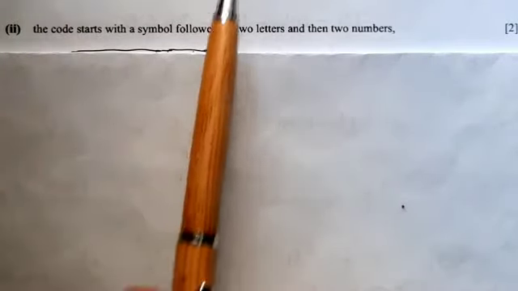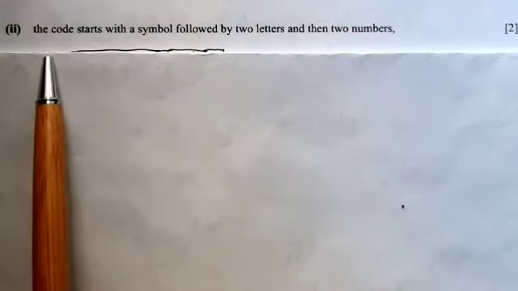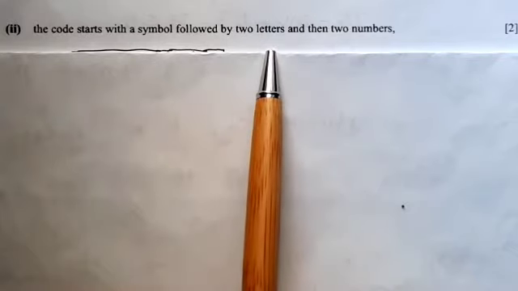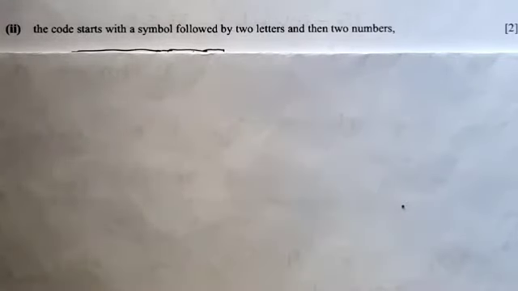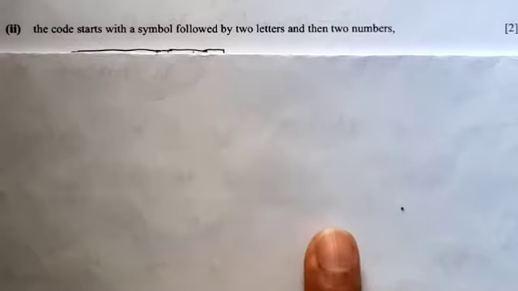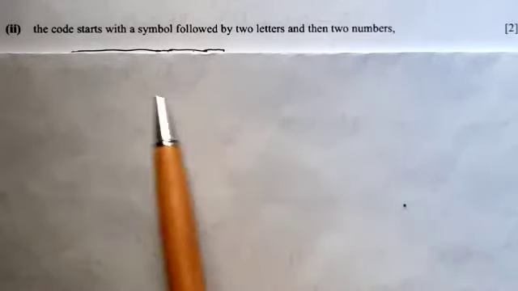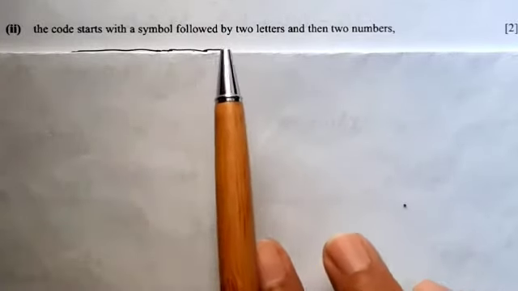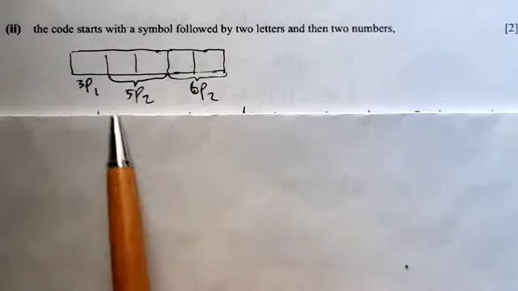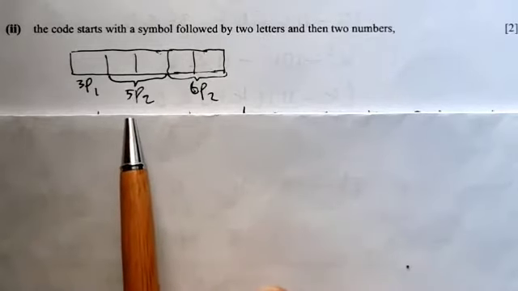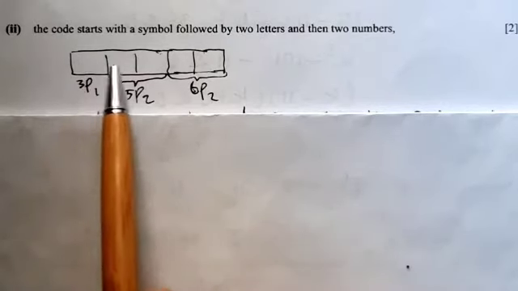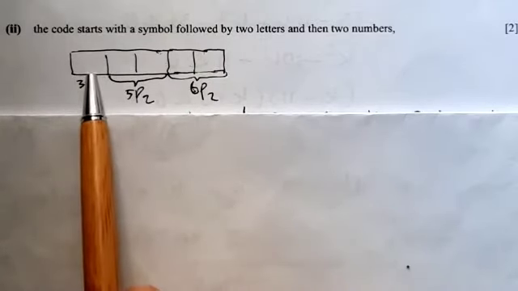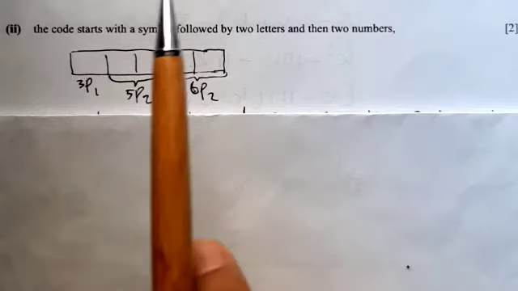Question (ii): the question is still the same. Find the number of possible codes if the code starts with a symbol followed by 2 letters and then 2 numbers. Thus, we start with a symbol. For the 5-digit code, that is positions 1, 2, 3, 4, 5, the first position is a symbol. Now, there are 3 symbols given.